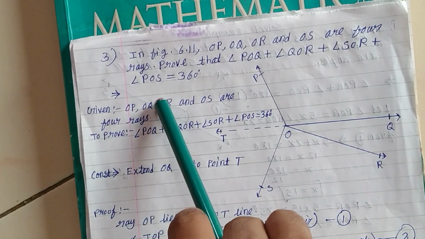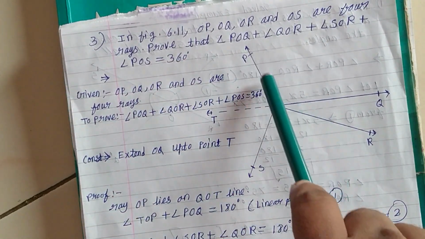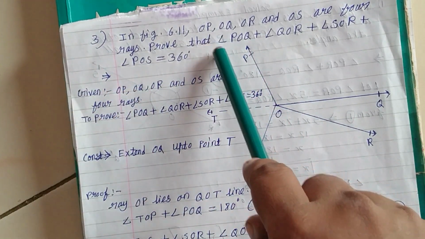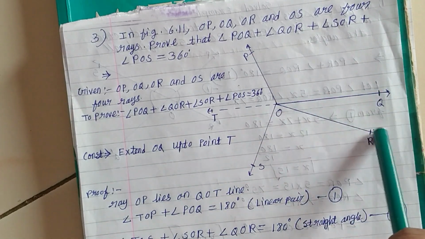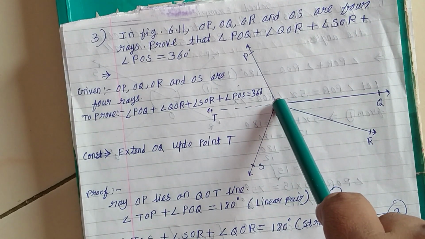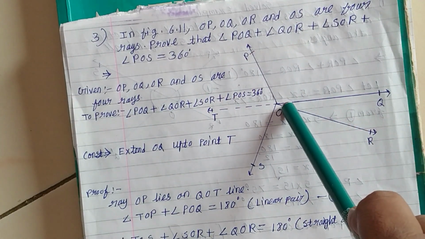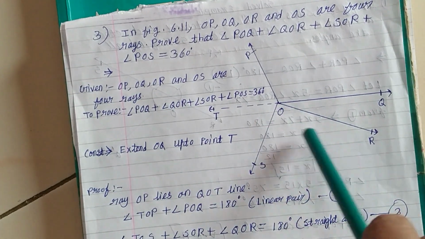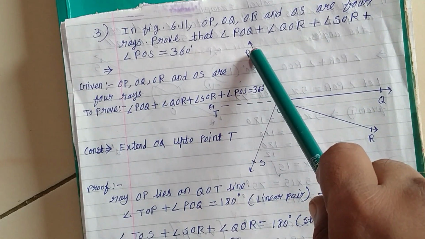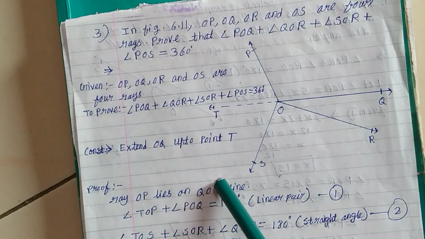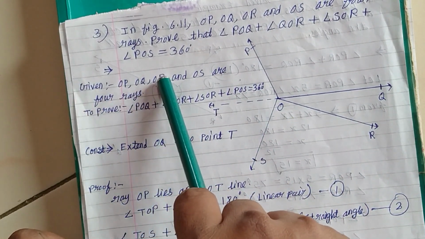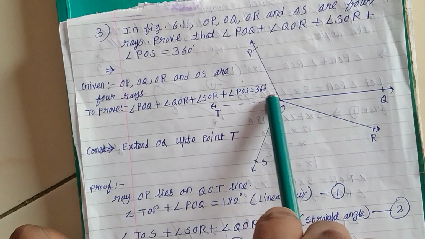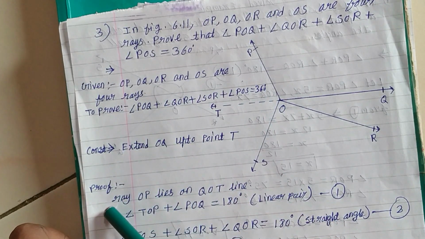Now question third, student, in figure 6.11. This is the figure. OP, OQ, OR and OS are four rays. We have to prove that angle POQ plus QOR plus SOR plus SOP, or POS, is equal to 360. Now what is given? OP, OQ, OR and OS are four rays. To prove: the sum of the given angles is 360.